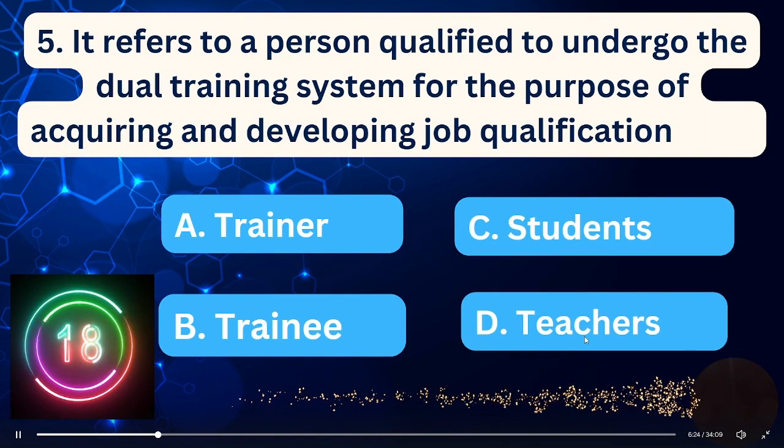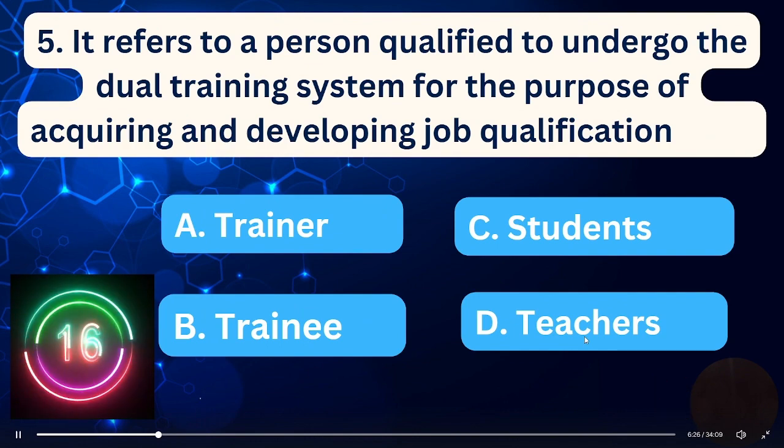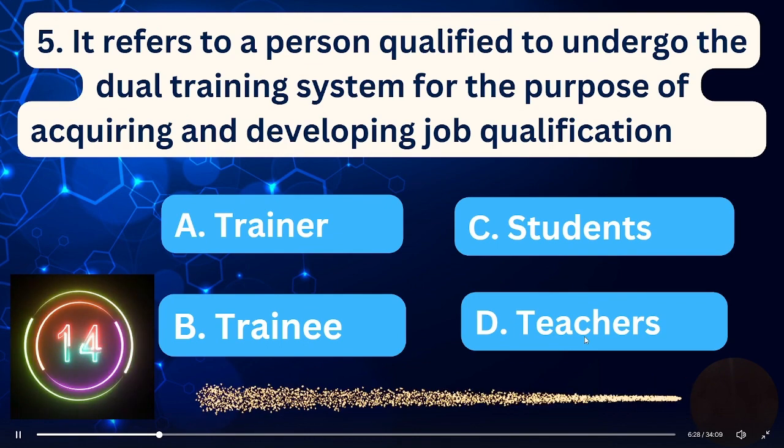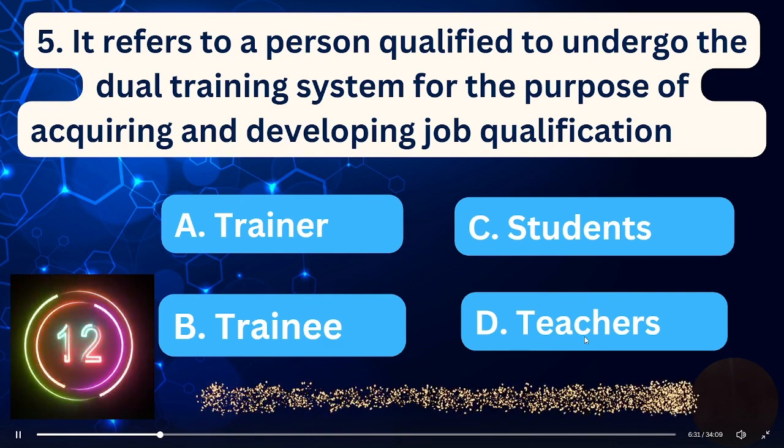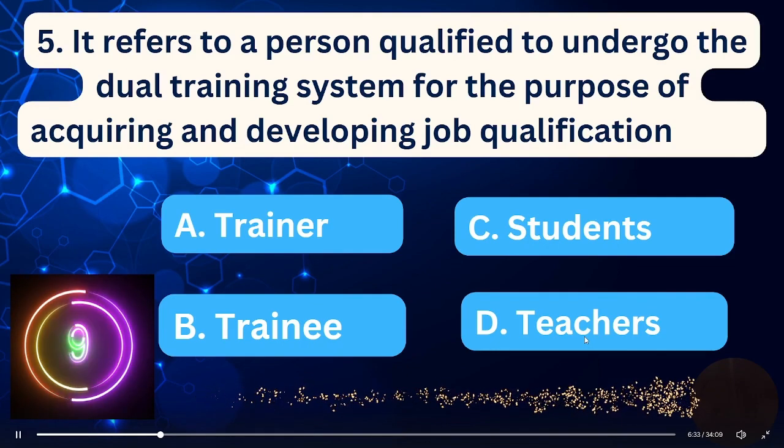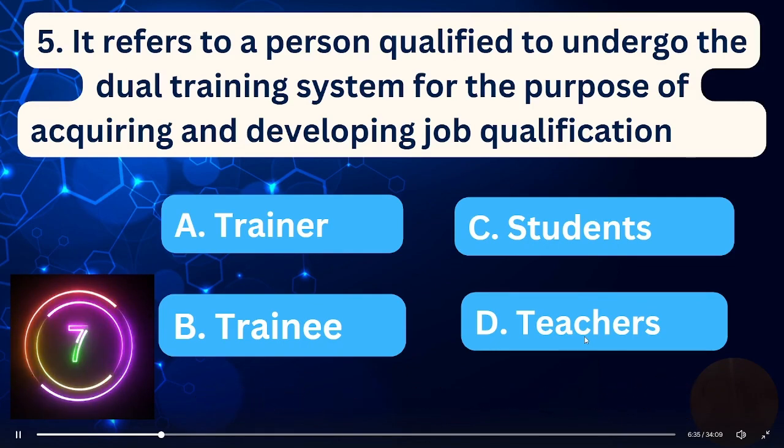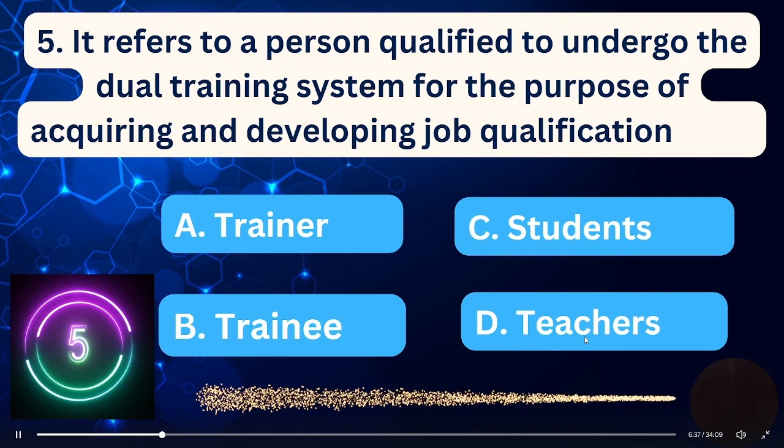Number 5. It refers to a person qualified to undergo the dual training system for the purpose of acquiring and developing job qualification. A. Trainer. B. Trainee. C. Students. D. Teacher.